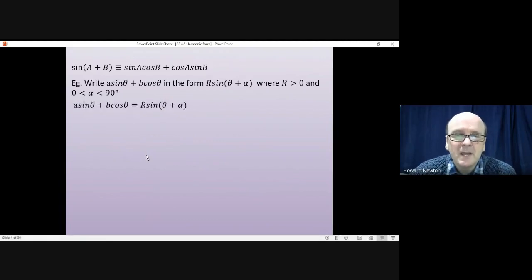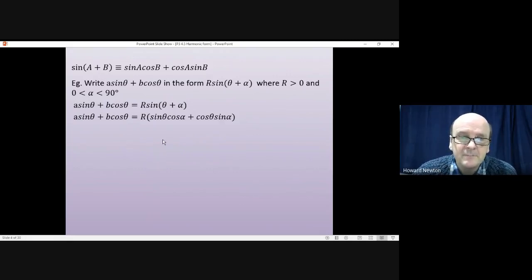We start just by writing down the two expressions we have, a sine theta plus b cos theta, and we say, let it be equal to r sine (theta plus alpha). The goal of the question is to find the value of r and the value of alpha, how you can work out exactly what number r is and exactly what angle alpha is. First, we use the addition formulae to expand sine (theta plus alpha), and that gives you r sine theta cos alpha plus cos theta sine alpha.